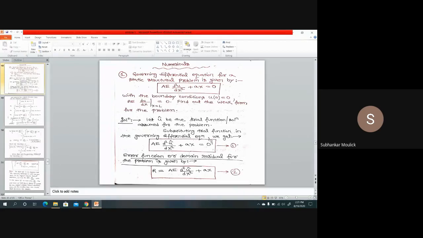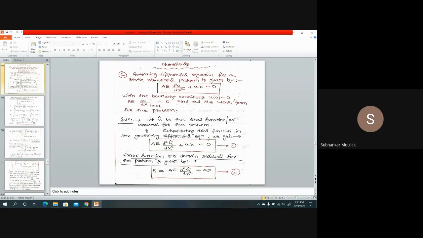Is equation number 1 clear? Okay. Now we know that in this equation number 1, the differential operator is L, which is denoted by d square upon dx square. Now we need to find out the residual or the error function present in the given differential equation.